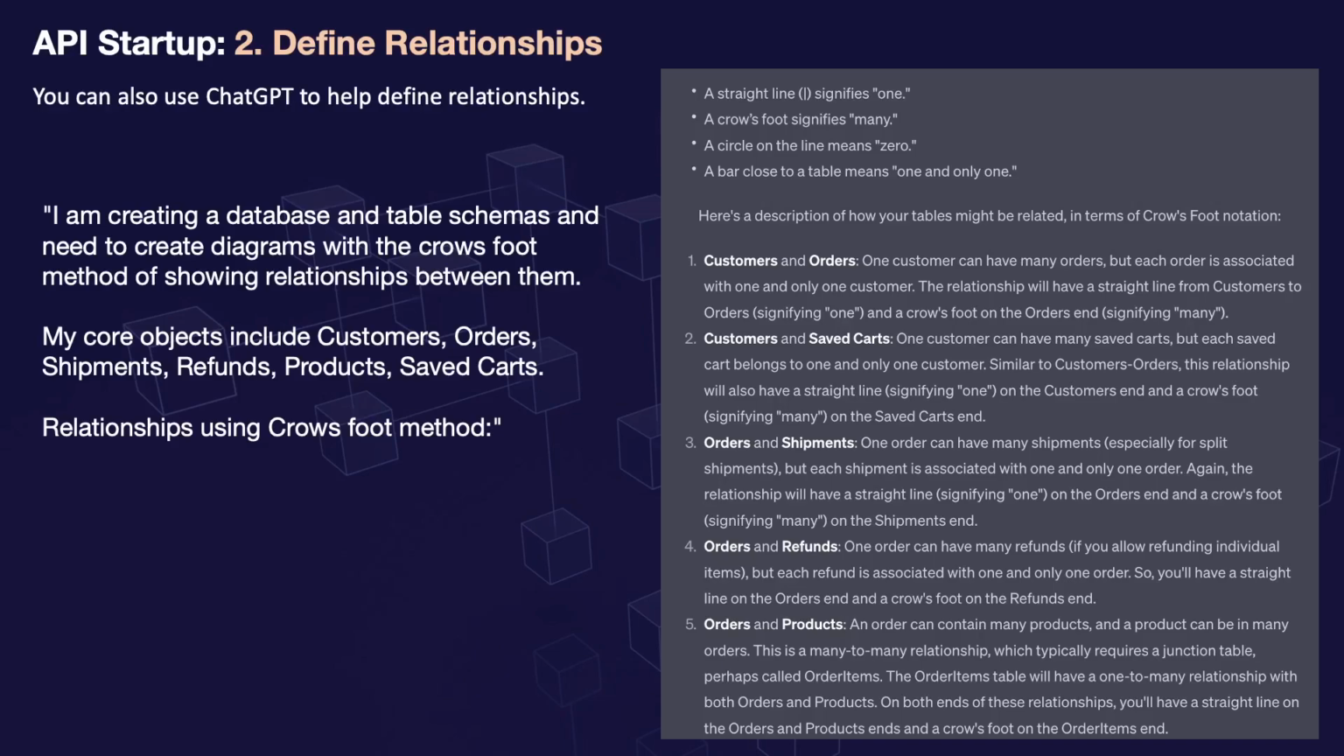If you have a collection of resources and you're not sure what the relationship should be, or if you just want to unearth more ideas that you had not thought of, you can also query ChatGPT for this. Here I said, I'm creating a database in table schemas and need to create diagrams with the crow's feet method of showing relationships between them. My core objects include customers, orders, shipments, refunds.